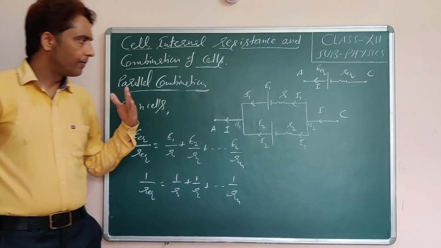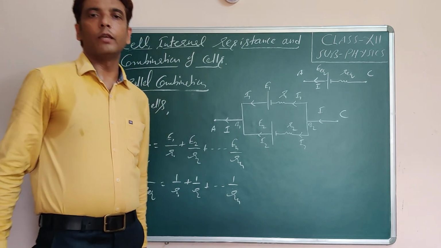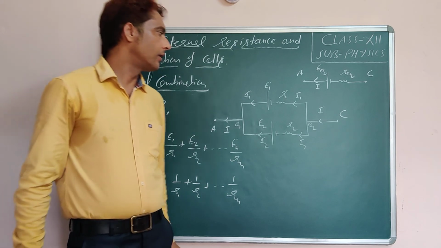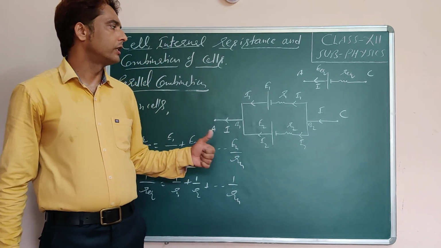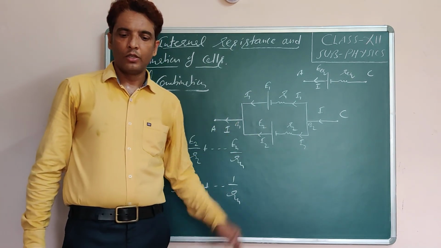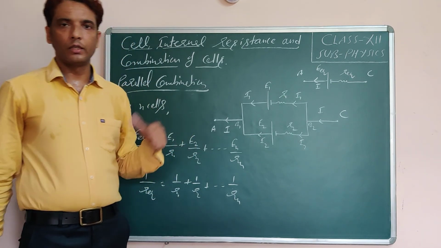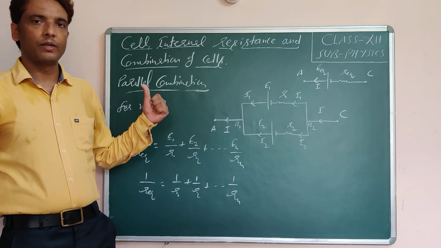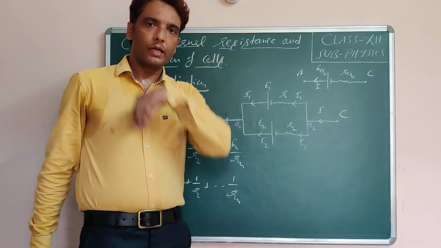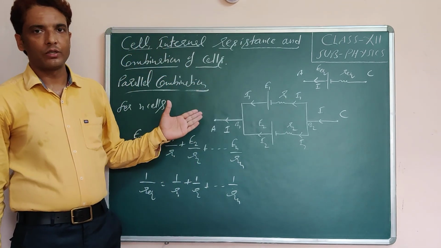So we can find the equivalent EMF of n cells of the same EMF when they are connected in series or in parallel. So this is about the cell, its internal resistance, terminal potential difference and EMF, and then their combination.